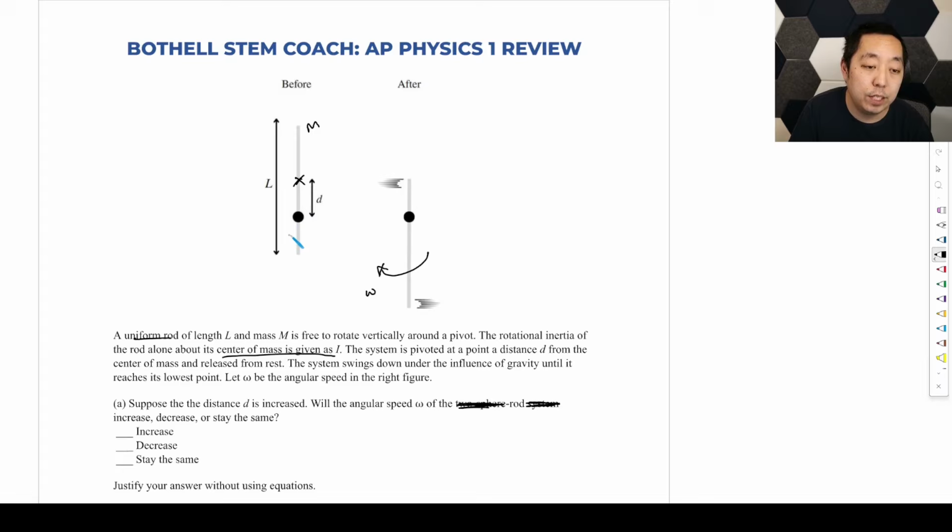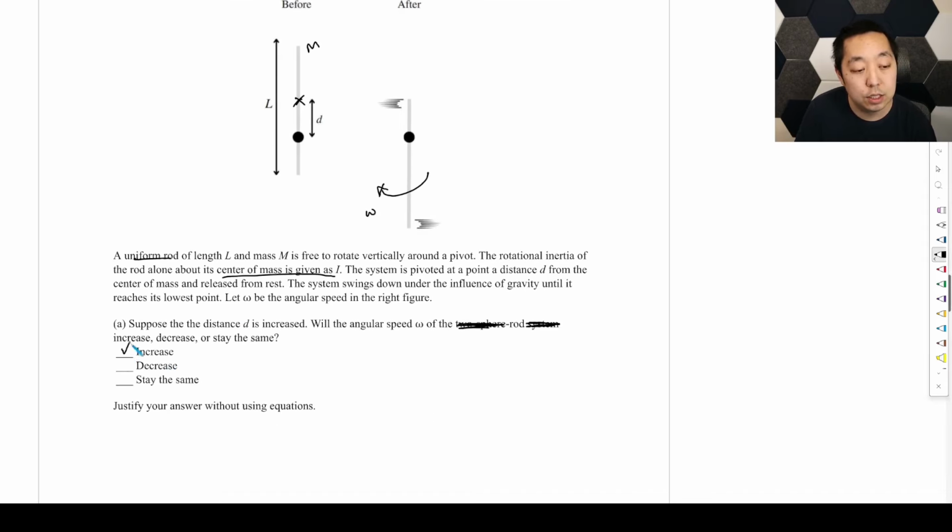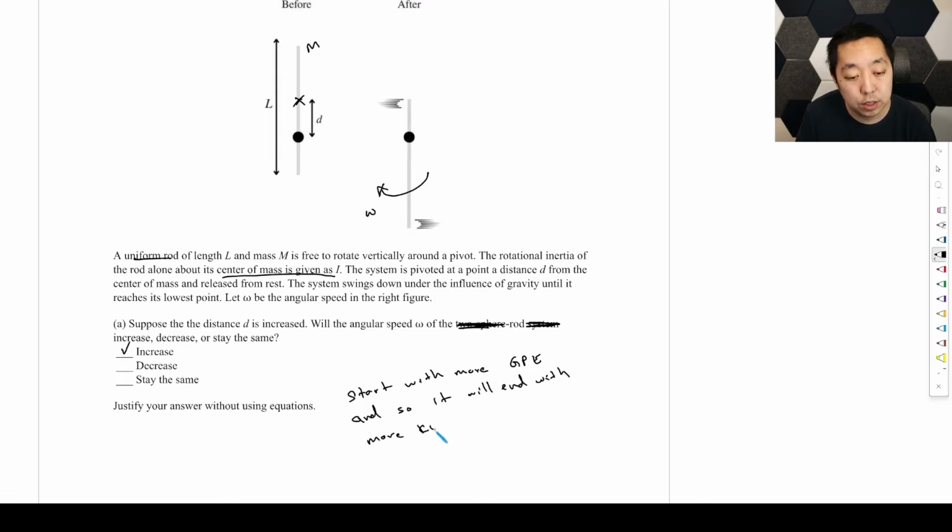Well, actually, the biggest thing is we probably increase the gravitational potential energy, right? Because it's going to be swinging from heavier up here. And then it's going to get converted into more kinetic energy afterwards. So I'm going to say increase, because it's going to start with more gravitational potential energy, because the center of mass is now going to be at a higher location. And so it will end with more kinetic energy and thus be moving faster.